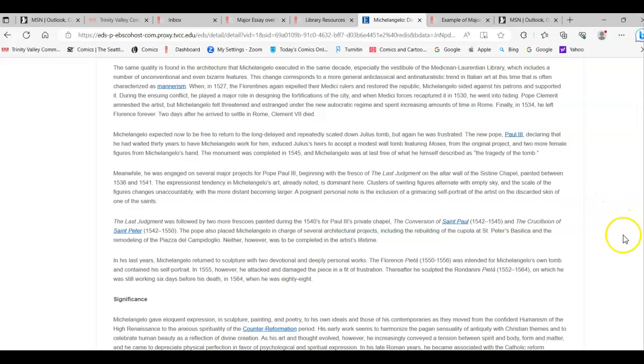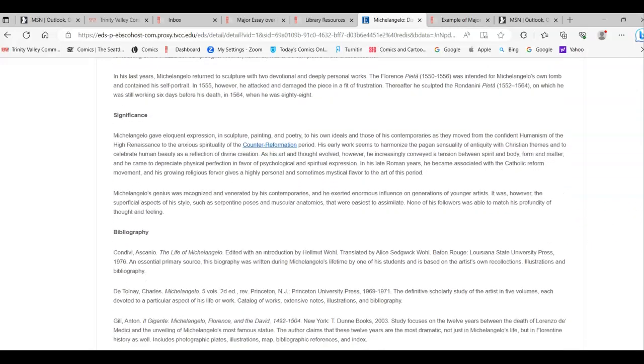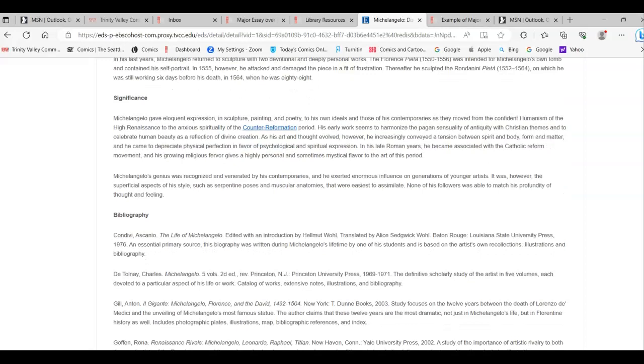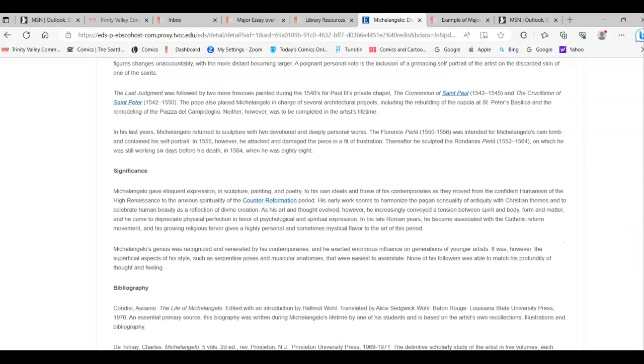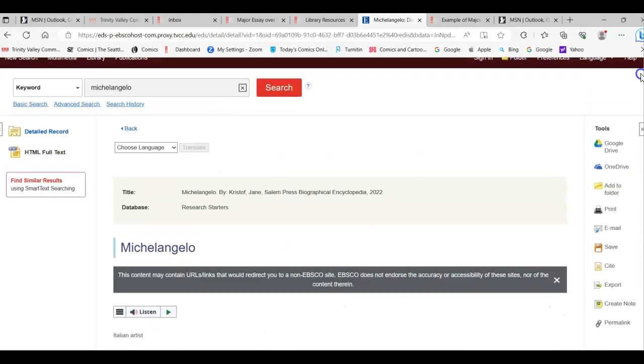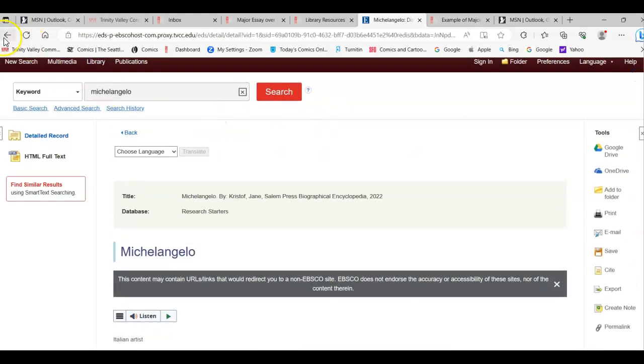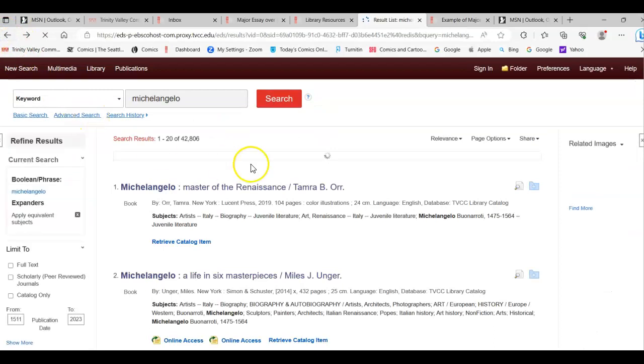And again, in his last years, his Pietà, which is one of the last ones he did. And so you have some of these aspects. And then it talks about his significance, what he does, and again it talks about how his art and thought evolved, what he did, his late Roman years, which is when the Pietà is done. So you have some of those details. So it gives you some background, gives you some organized thoughts about Michelangelo.